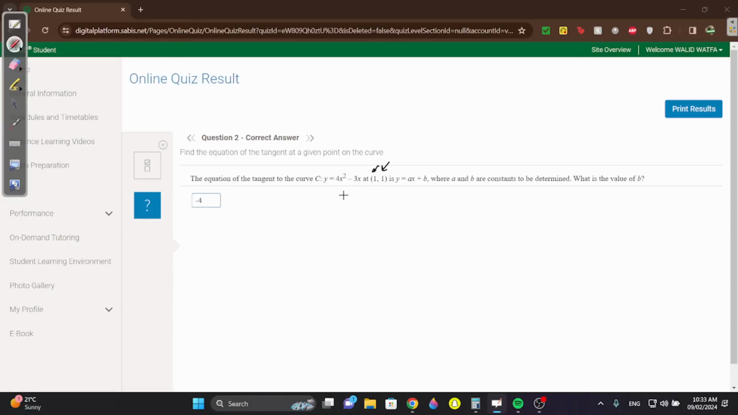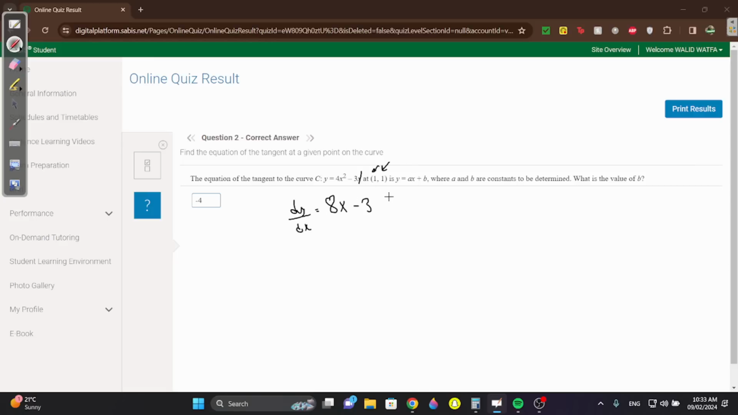Okay, so what do you do now? We derive. Let's derive 4x squared. 2 times 4 is 8. Reduce your exponent by 1, it becomes x, and then 1 times minus 3 is minus 3. Reduce your exponent, x goes. Okay, so your dy over dx is 8x minus 3.